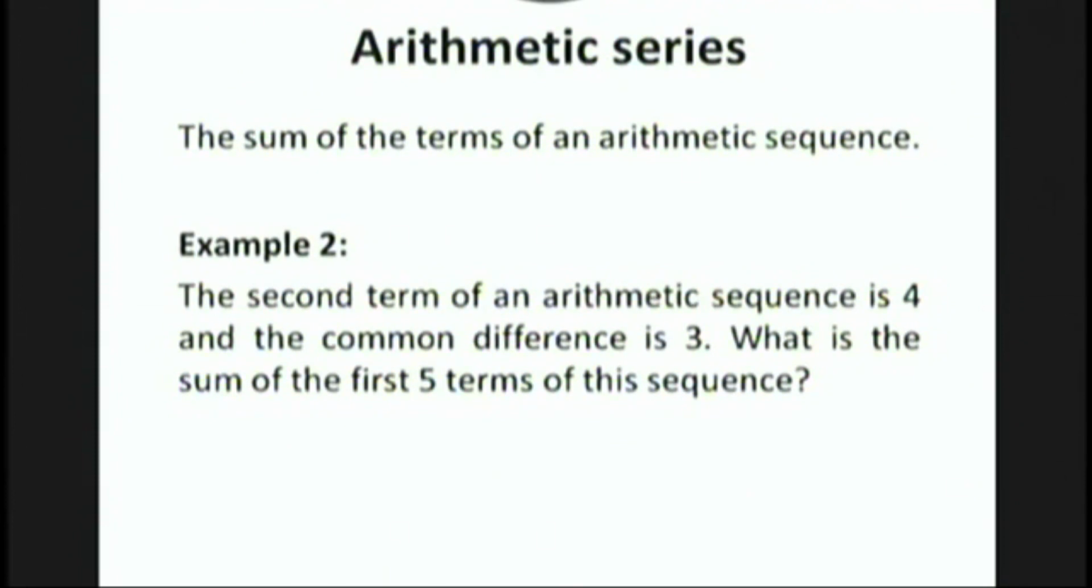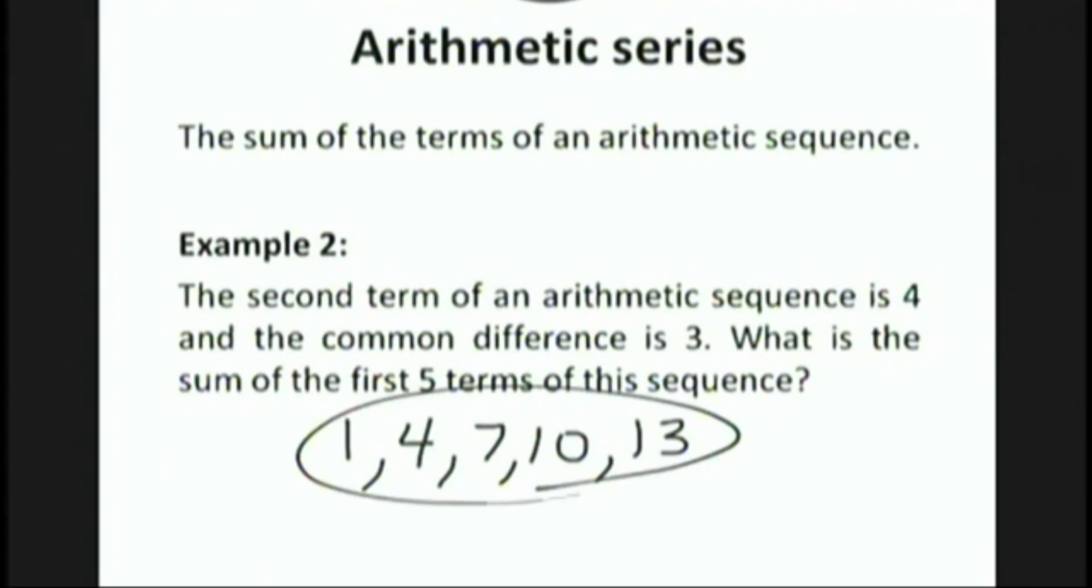Well, the second term is 4. Since the common difference is 3, then the first term must be 1. The third term we get by adding 3 to 4, so we get 7. And then 10 for the fourth term, and 13 for the fifth term. So the sum of the first 5 terms of the sequence we get just by adding up these 5 numbers, 1 plus 4 plus 7 plus 10 plus 13. You could do this right in your calculator to get 35.